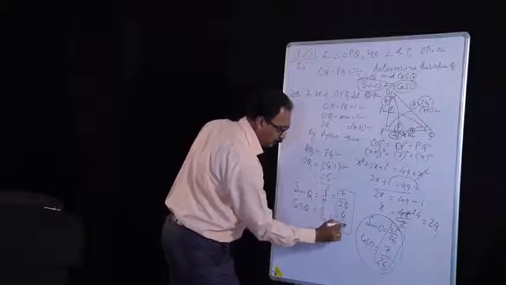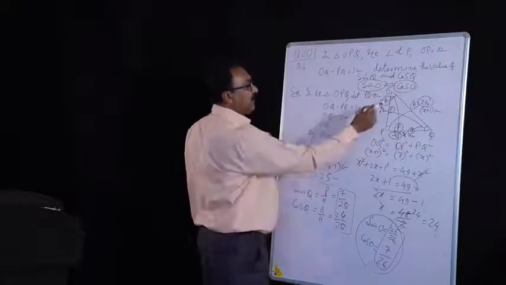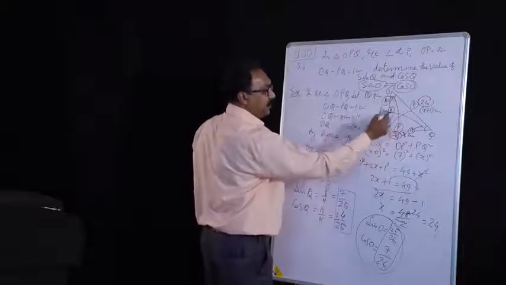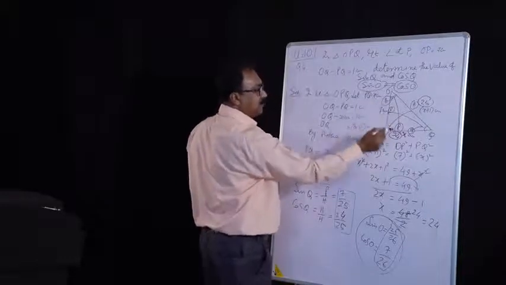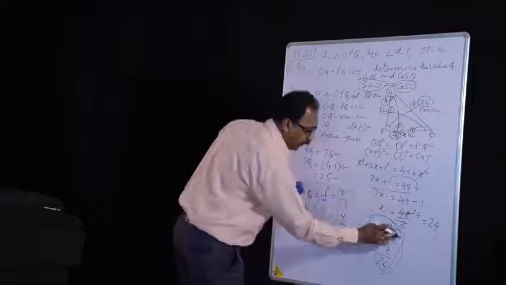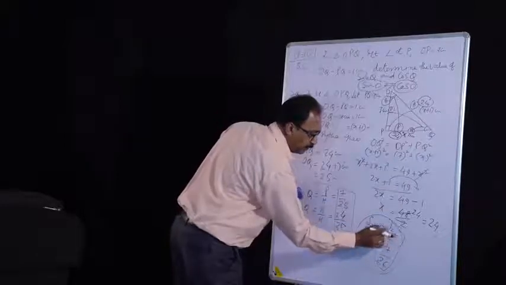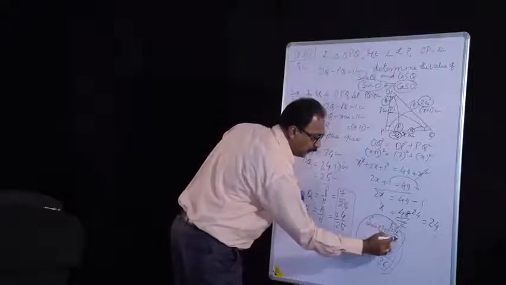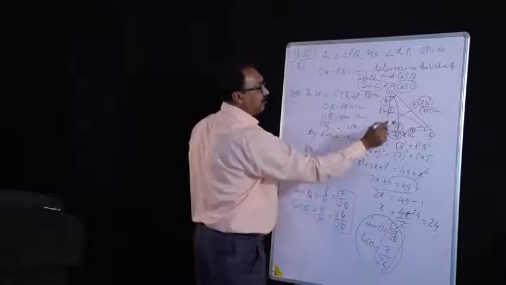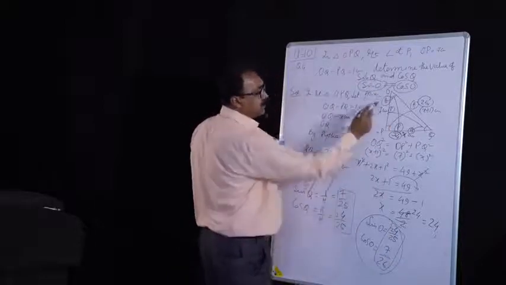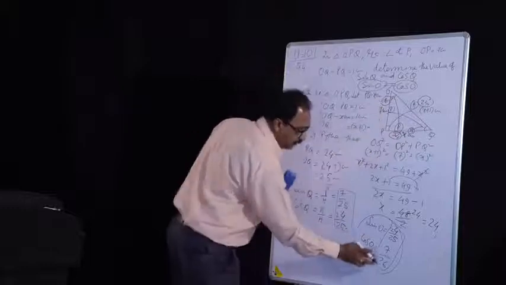24 by 25. Then I told you, if they ask sine theta, it is perpendicular by hypotenuse, 24 by 25. So please correct this, 24 by 25. And cos theta is base by hypotenuse. Cos theta means this angle, base, 7 by 25.